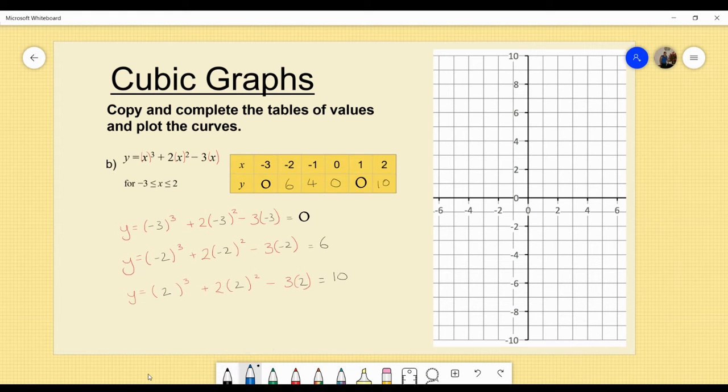All right, so to plot it, we do as we've done with all the others. So -3, 0 will be there. -2, 6 will be up there. -1, 4 is there, then 0, 0, then we've got 1, 0, and then we've got 2, 10. So this looks a little bit all over the place, but it's still an S-shaped curve.